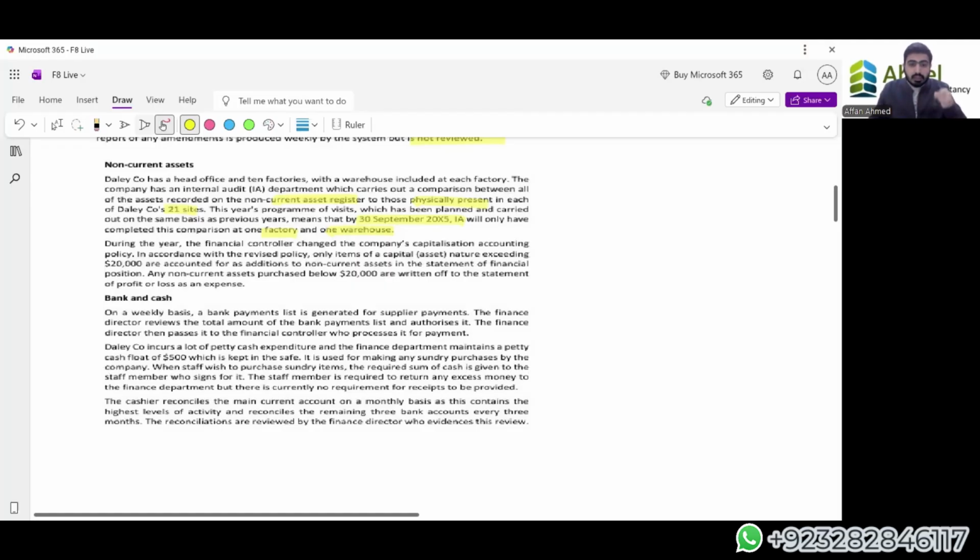a specific date, and we know that this is going to be done, and that we are doing it in only one of the factories and one of the warehouses. We have 10 of them. So this is a problem that I can see here. If I am physically seeing this, what is the problem here?